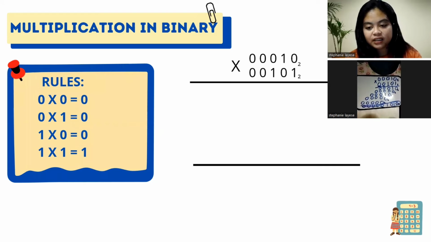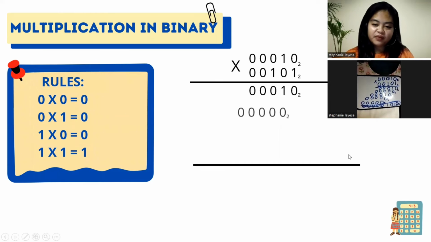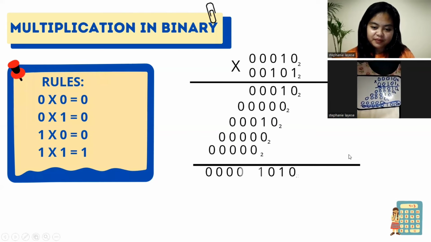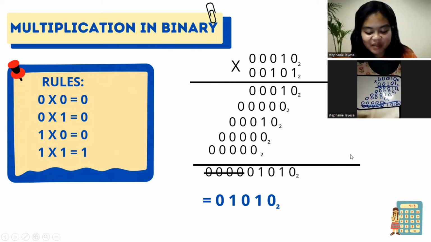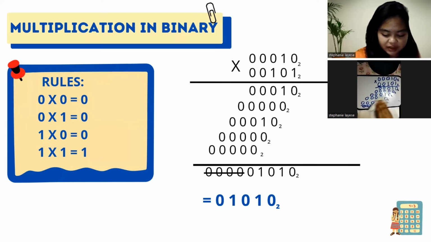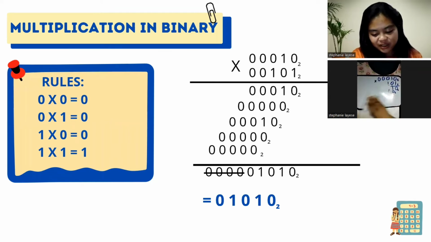All right. Let's check our answer here in the PowerPoint if we have the same answer. And yes, we got the same answer, which is 01010 subscript of 2. Multiplication in binary is easier.